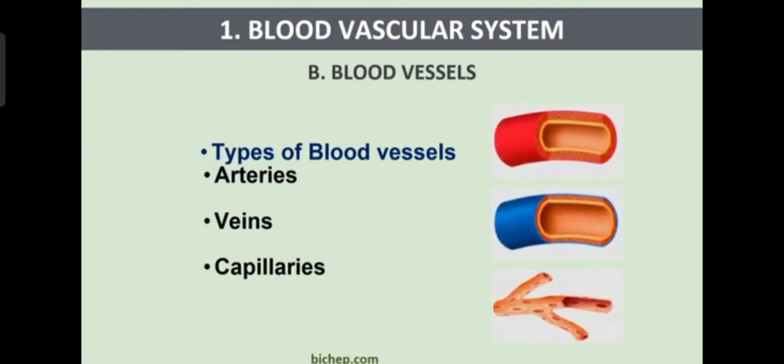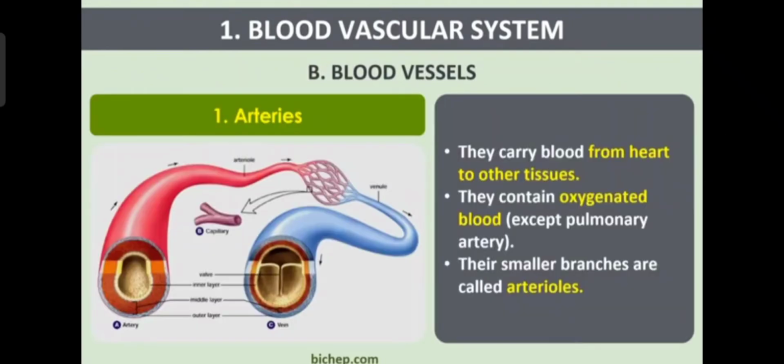There are three types of blood vessels. Those are arteries, veins and capillaries. In the diagram you can see the arteries in red color, and the blue color ones are the veins. And the small branches which are joining the arteries and the veins are called the capillaries. So first we'll study the arteries.